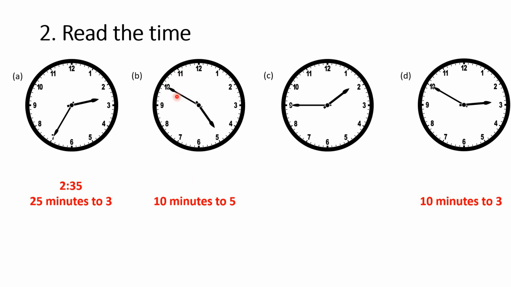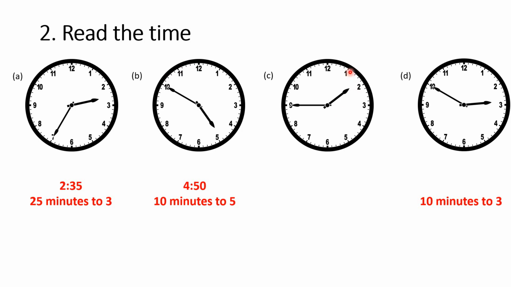Next one, you can see here on the clock, the hour hand is at 5 and the minute hand is at 10. So when the hour hand is at 5, you say 4:50, that means the earlier number. If you count the minutes from here till here, it makes 50. So 4:50, or you can also call it 10 minutes to 5. That means to be 5 o'clock, there are still 10 minutes, this part.